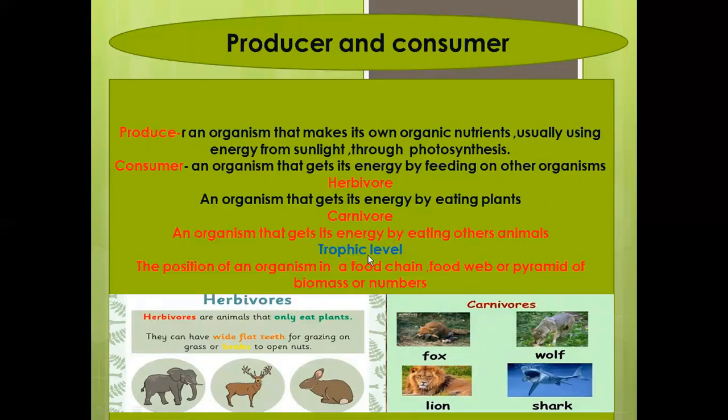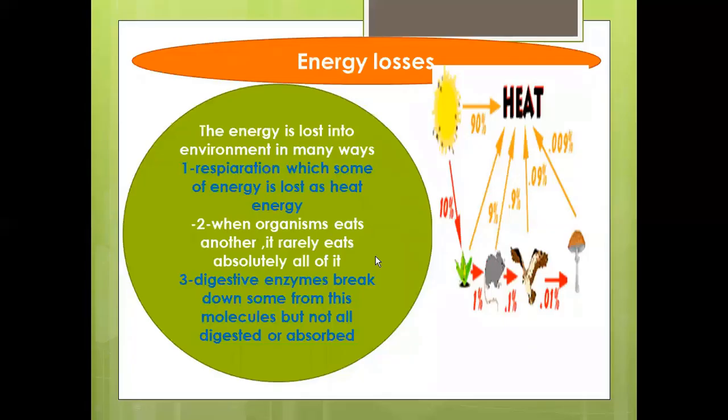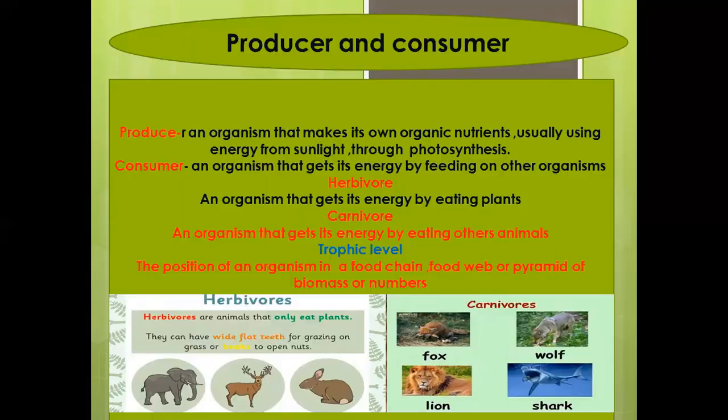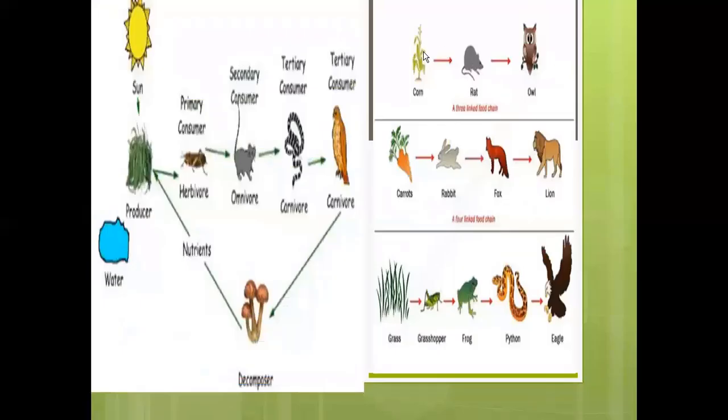Let's move on to another part, trophic level. Check this point with me to understand it. This is an example of a food chain. You can say it's a simple figure, and the arrows illustrate the energy flow and also illustrate the place of the trophic level, each place in the food chain.